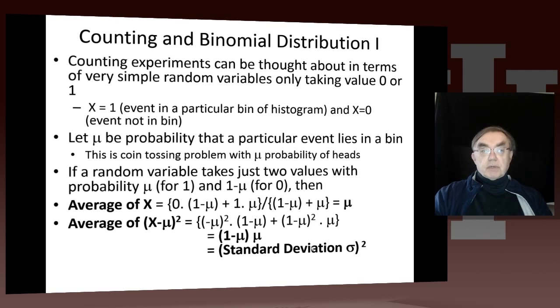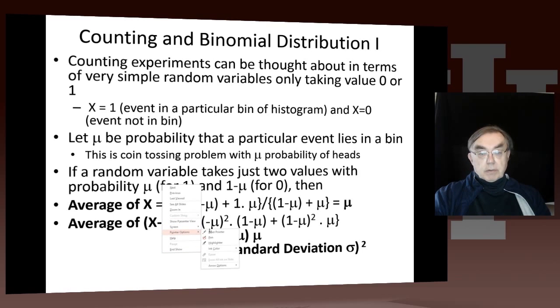They only take the value 0 or 1. Historically, maybe these first came up with tossing coins. They're either heads or tails. That's effectively 0 or 1. And we've already pointed out many times that the histogram case is of that type: x equals 1 can be that the particular event is in a histogram bin, and x equals 0 is that it is not. So 1 and 0.